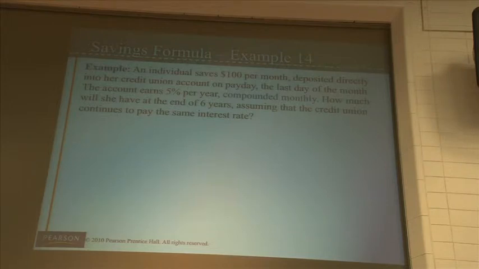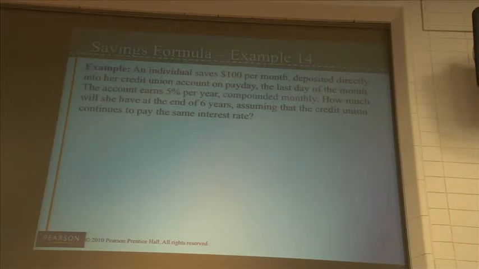Let's apply this. So we have someone who saves $100 a month, and they have direct deposit of this $100 into a credit union account every payday, which is the last day of the month. The account earns 5% per year, compounded monthly. How much will this gal have at the end of 6 years, assuming that her interest rate is locked in, that it won't change?